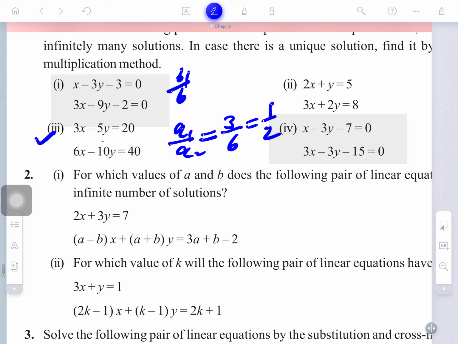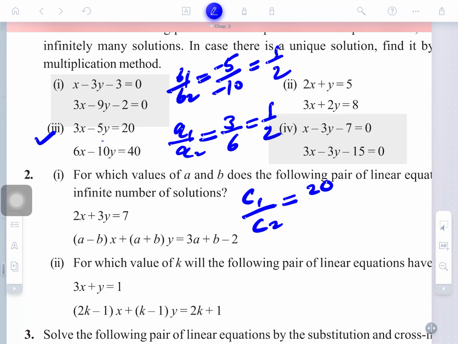And what is b1 by b2, tell me please. The b1 by b2 is minus 5 by minus 10, so minus minus cancel, 1 by 2 again. So the first two ratios are coming equal. The third ratio, c1 by c2. What is that, 20. You may see this 20 is on the right side of the equal sign. If you bring it to the left side, you will take minus of that, clear, and this will be minus 40 also.